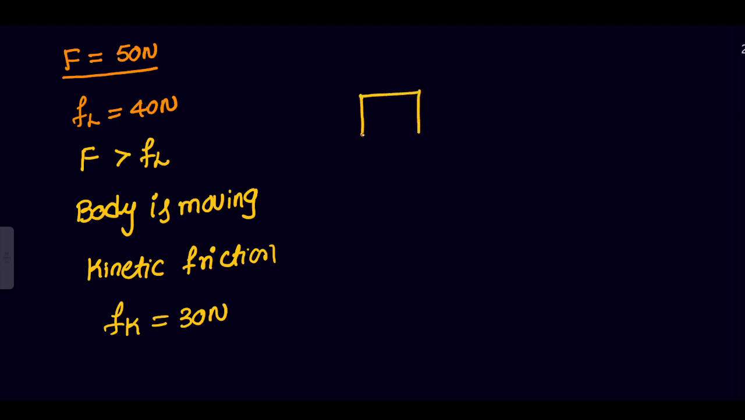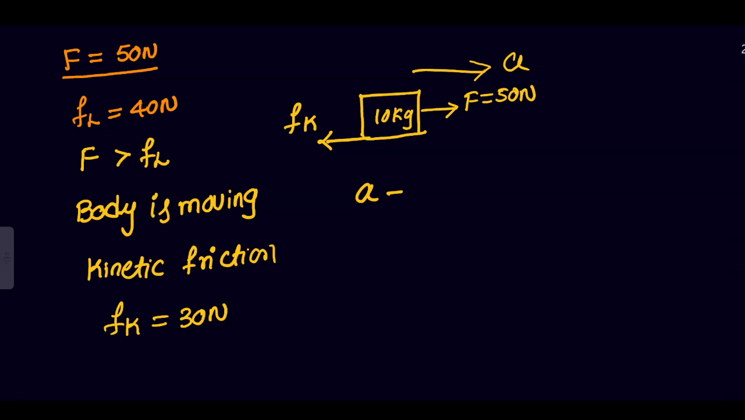Then we need to find the acceleration of the body now. So this is 10 kg. Now the force we applied is 50 newtons, and we have a frictional force, that is Fk. So the body will move in this direction. The acceleration of this body is equal to 50 minus 30 by 10. So how much is this acceleration? Yes, 2 meters per second squared.